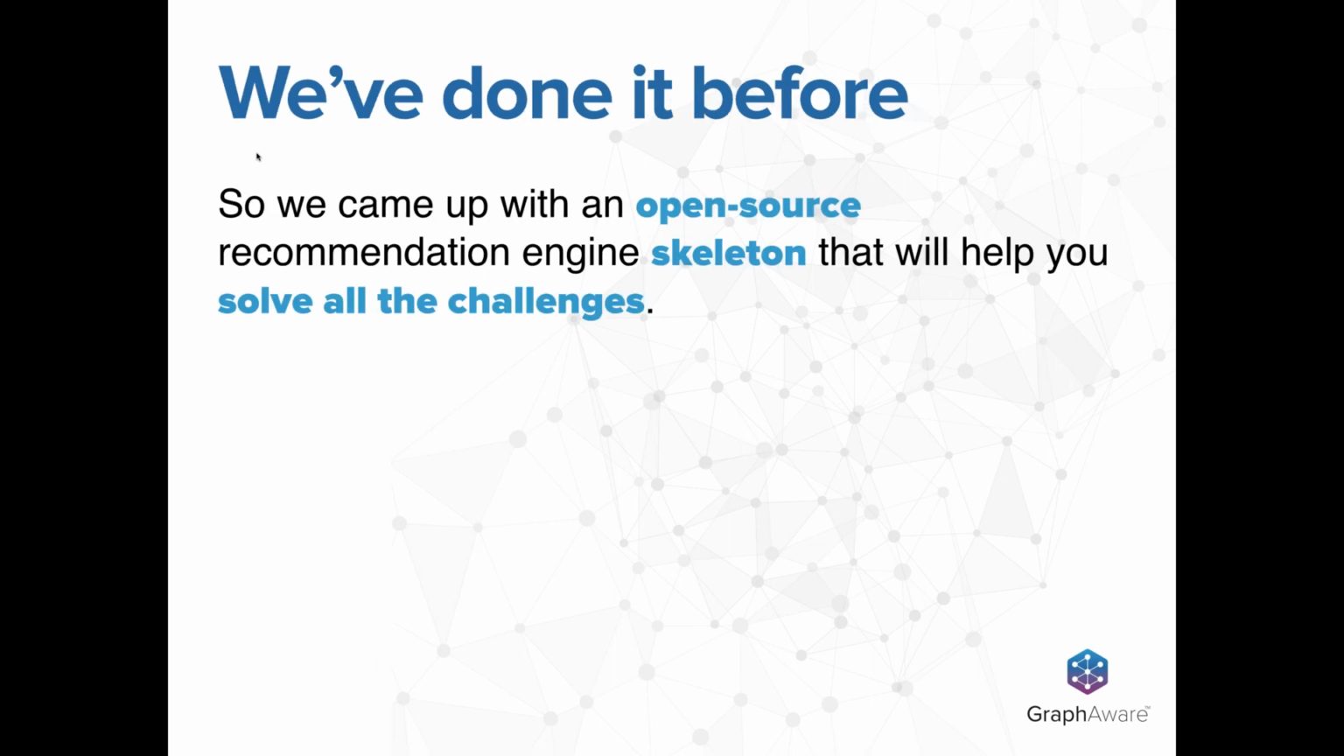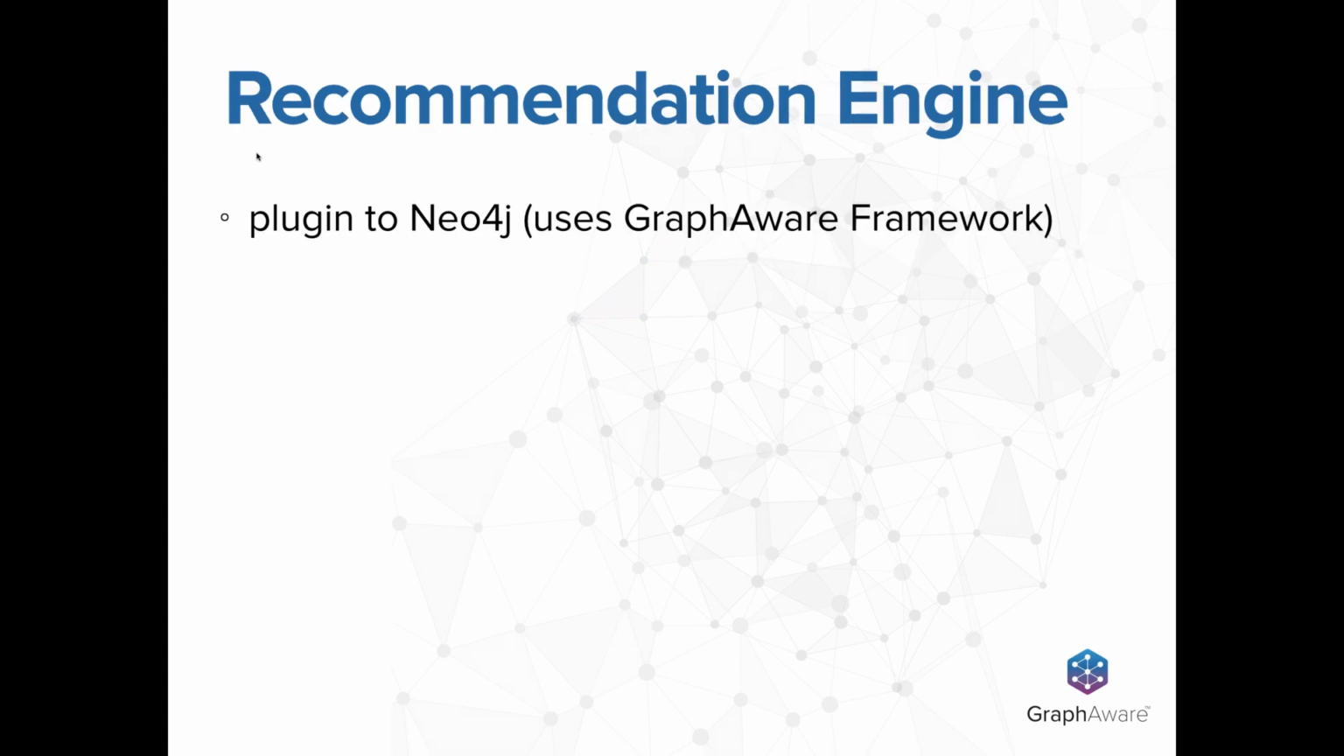So we've built 4 different production-ready recommendation engines in the past, let's say, half a year. What we've learned, we've tried to distill into an open source recommendation engine skeleton that will help you solve the challenges. So I will speak a little bit about that and introduce the open source project. This recommendation engine project that's on GitHub is a plugin to Neo4j. It's an open source part of the GraphAware framework, which is all open source on GitHub. You can Google it. There's quite a lot of blog posts and documentation around it.